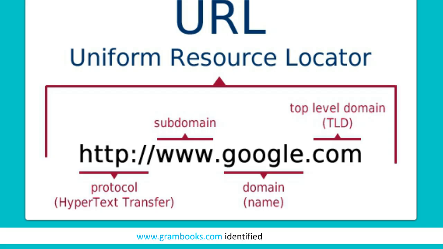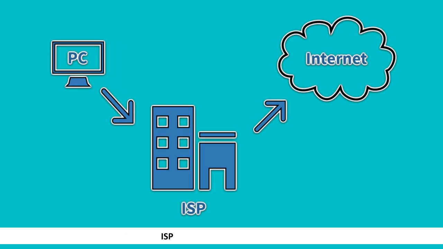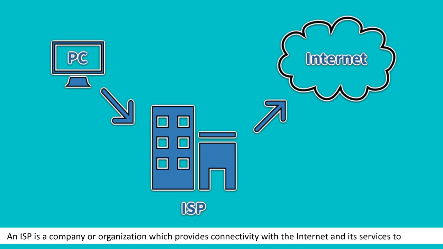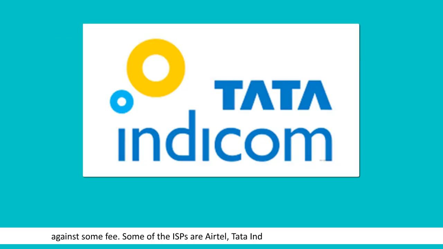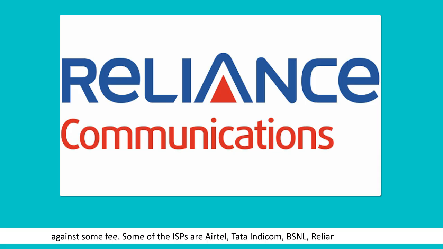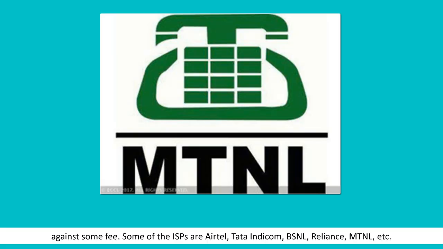www.grambooks.com identified the server. About us is the location of the resource on the web server. ISP, Internet Service Provider. An ISP is a company or organization which provides connectivity with the Internet and its services to the user against some fee. Some of the ISPs are Airtel, Tata Indicom, BSNL, Reliance, MTNL, etc.